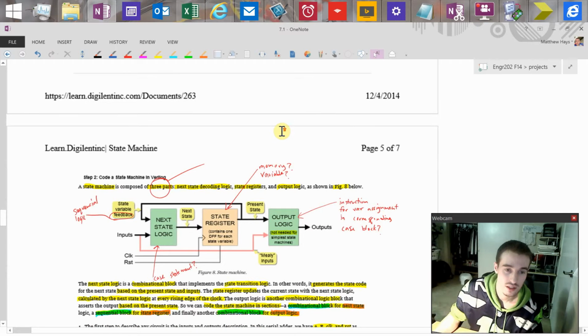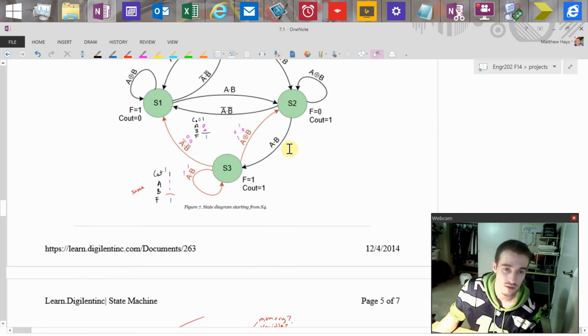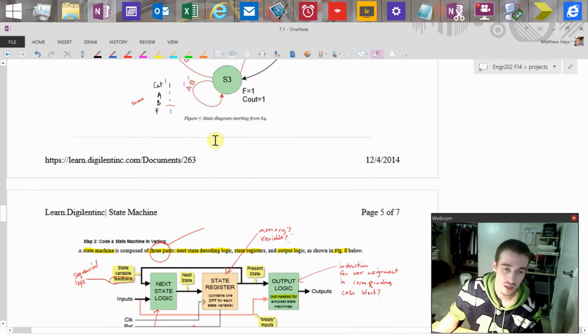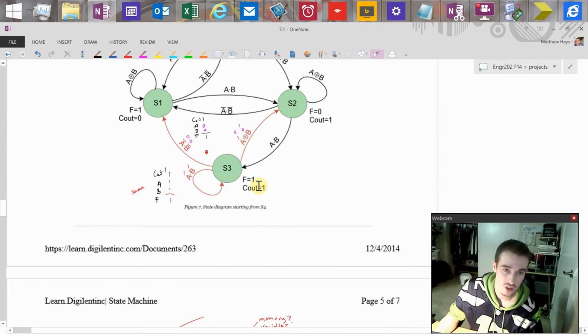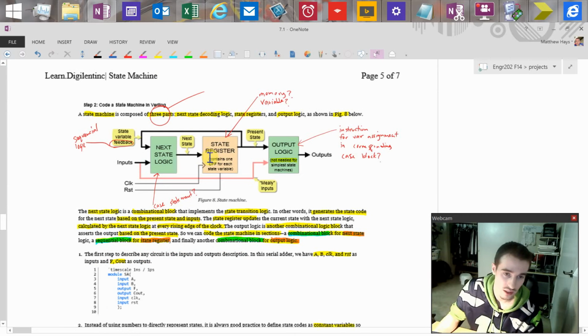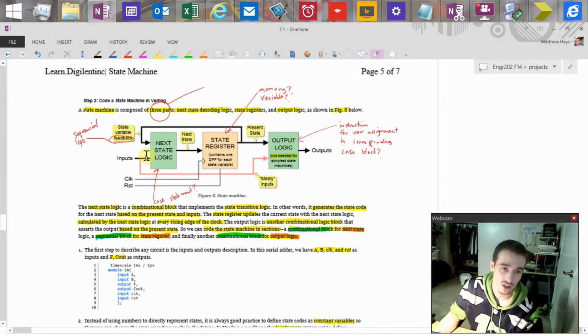Basically go through all the states, and you do each possible combination and figure out what state it would go to. And you draw this map out, this state machine diagram. And then this talks about the flow of actually coding it, and it talks about there being 3 stages: the next state decoding logic, the state registers, which hold the values, and the output logic. And it says that for simple, we don't need mealy inputs, and that is our situation in this project.